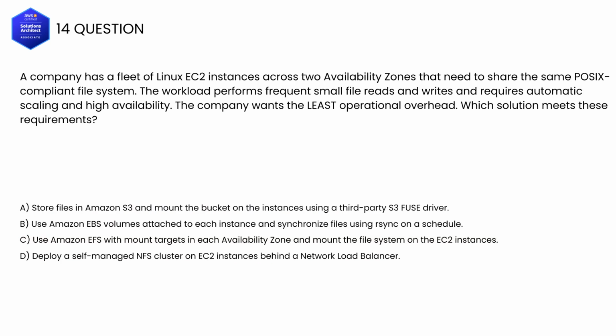A company has a fleet of Amazon Linux 2 instances across two availability zones that need to share the same POSIX-compliant file system. The workload performs frequent small file reads and writes and requires automatic scaling and high availability. The company wants the least operational overhead. Which solution meets these requirements?